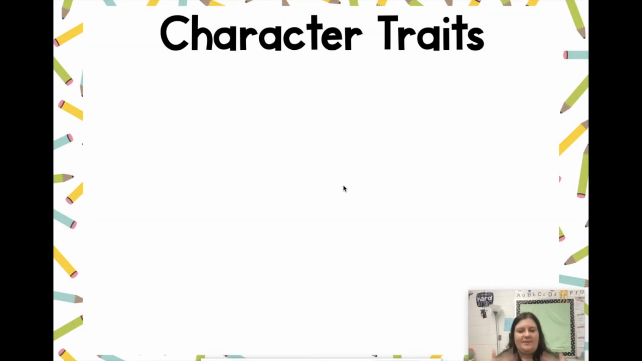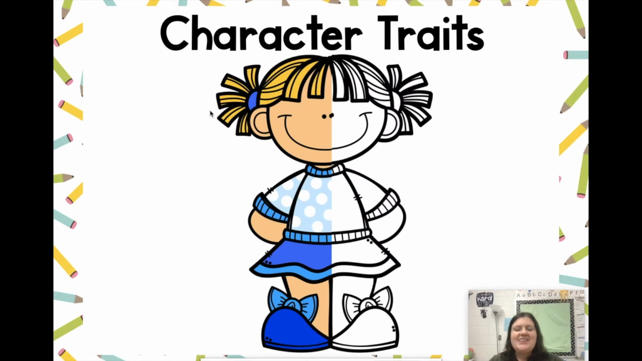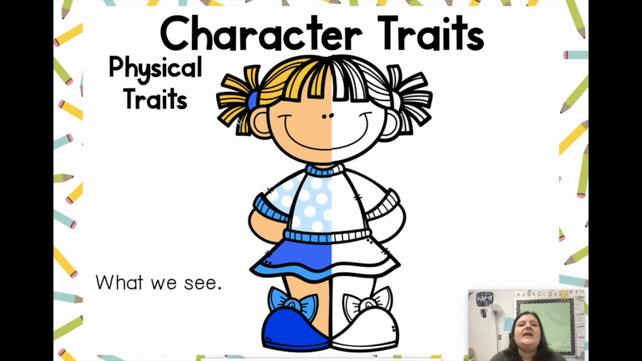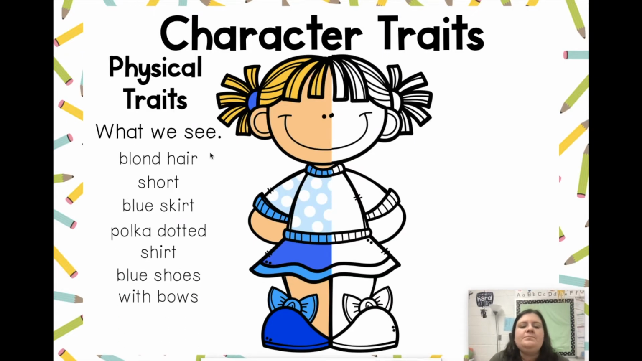So I want you to think about a person. Think about yourself. We're going to split you in half, so you have your outside and then you have your inside. Let's focus on the outside traits. When we talk about characters, the outside is the physical traits. It is what we see. Looking at this little girl on the screen, I can describe what she's wearing and what she looks like. She's got blonde hair, she's short, she's got a blue skirt, a polka dotted shirt, and blue shoes with bows. That is everything that I can see.